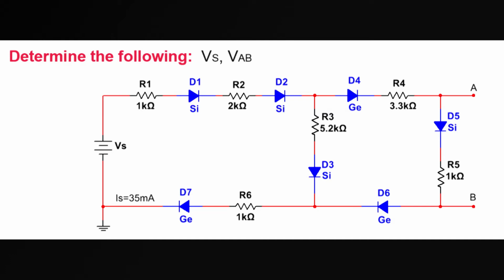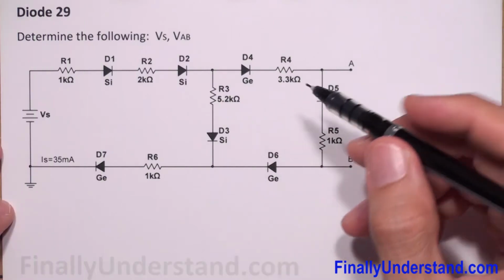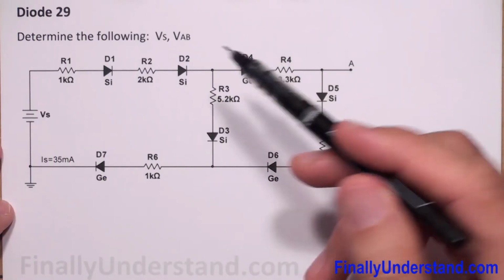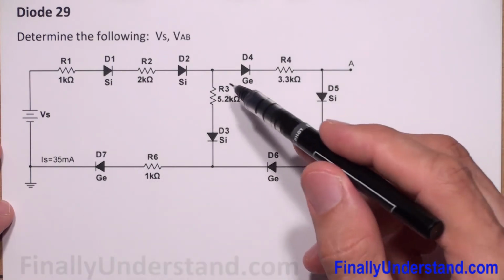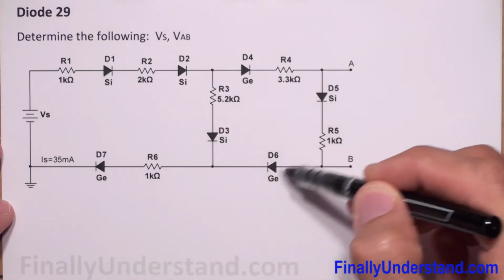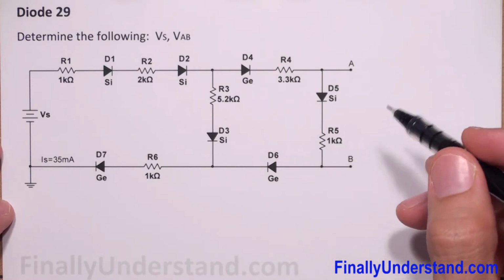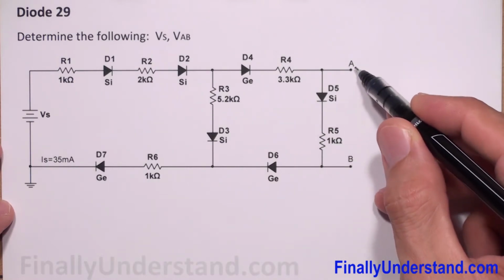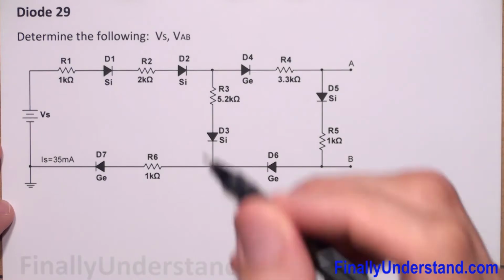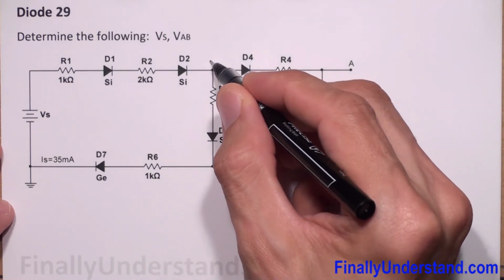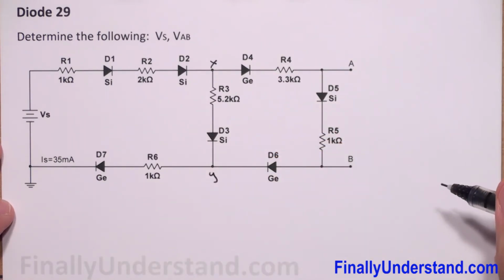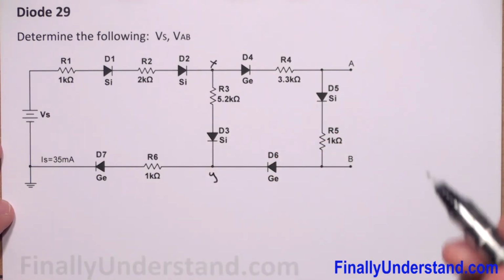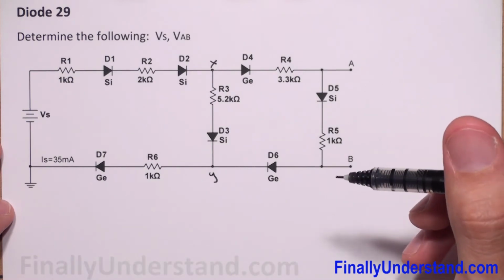Let's take a look at this example. The very first thing we're supposed to realize is that this is a series-parallel circuit. We have components in series, and we also have two parallel branches. Because I already have points A and B, in order to avoid confusion, I'm going to call these two points X and Y.